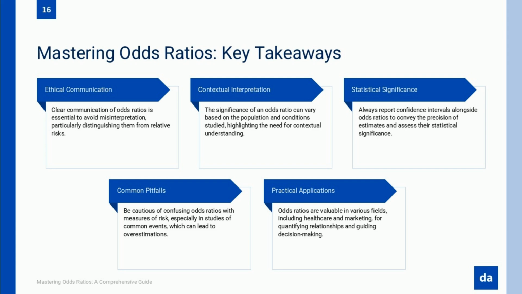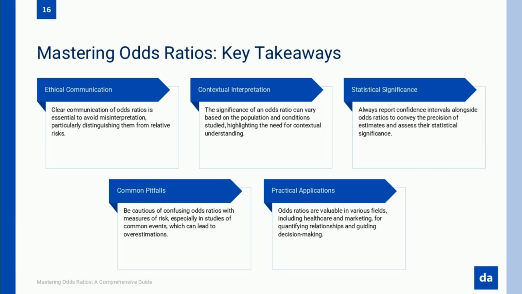The versatility of odds ratios across different fields is a testament to their power as an analytical tool. In epidemiology, they help identify risk factors for diseases. In marketing, they can quantify the effectiveness of advertising campaigns. In social sciences, they might reveal patterns in educational outcomes or employment trends. This broad applicability underscores the importance of mastering odds ratios for data scientists working across diverse domains.